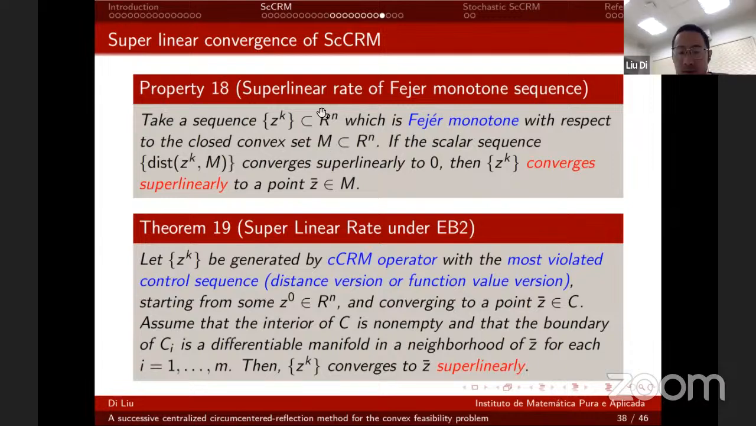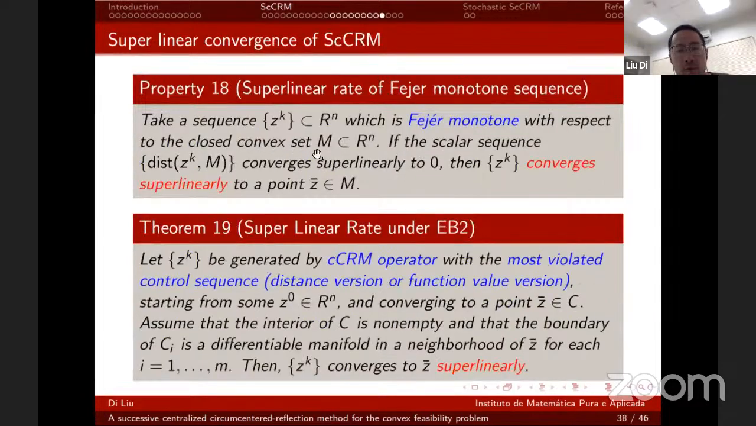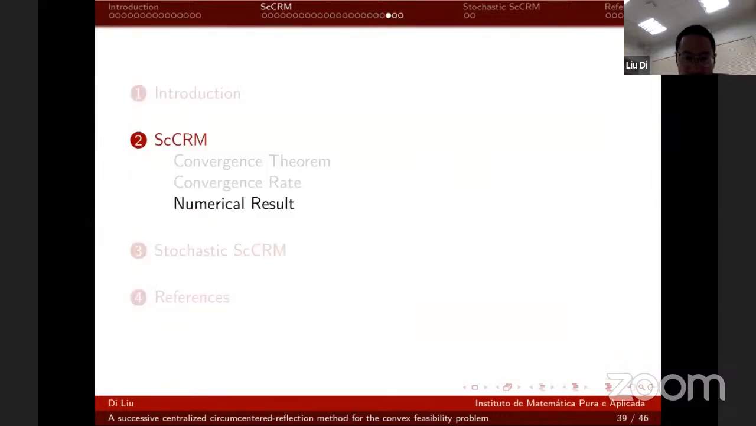Okay, with the previous assumption, the boundaries is a differentiable manifold, which means smooth boundaries, and with this property of feature monotone sequence, we can prove our algorithm 2 and algorithm 3 with most violated constraints, both versions converge superlinearly. This is the convergence rate of our algorithms.